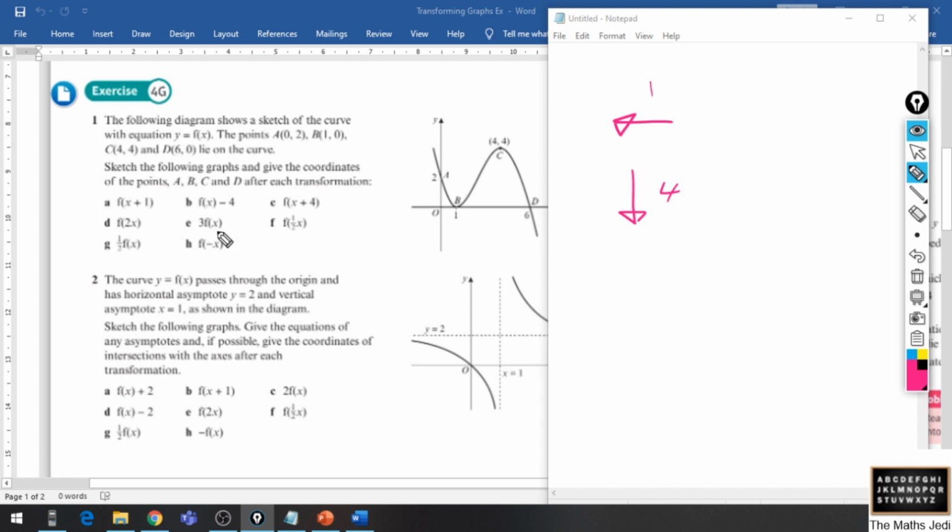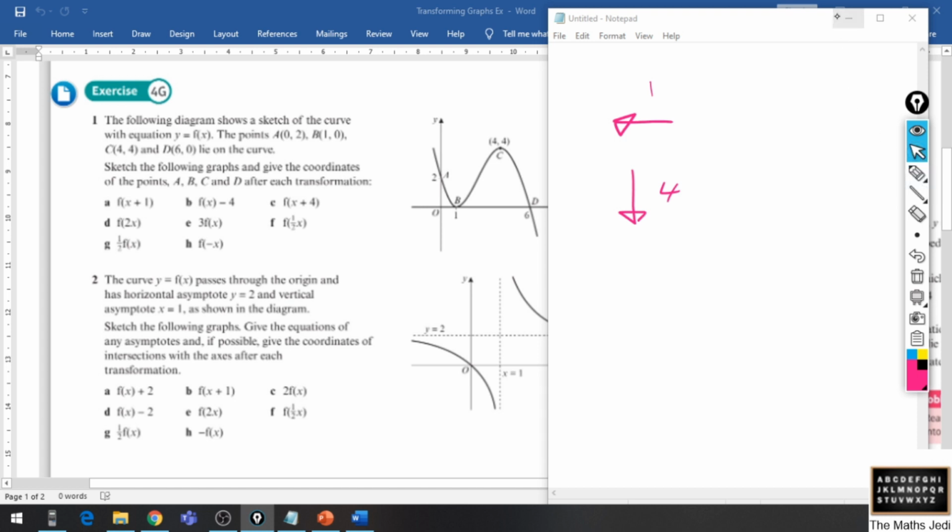This one, 3f of x, is going to stretch it vertically by a factor of 3. So whereas A is 0, 2, it's going to be 0, 6 in my new graph. 4, 4 is going to be 4, 12 in my new graph. But B and D will stay where they are. And so on. I'll leave you to do the others in this exercise.